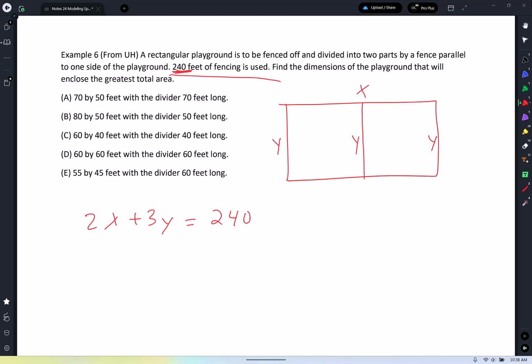Now, look what we're trying to maximize. It says, find the dimensions of the playground that will enclose the greatest total area. So area is still equal to x times y. Do you guys see that? And there it is. So now I'm just going to find the total area. I use my restriction. If you just have one critical point, that's going to be your max.